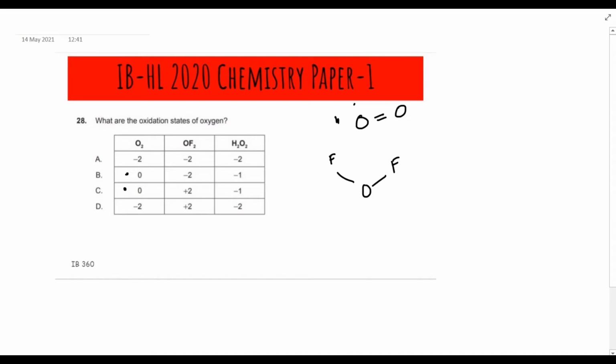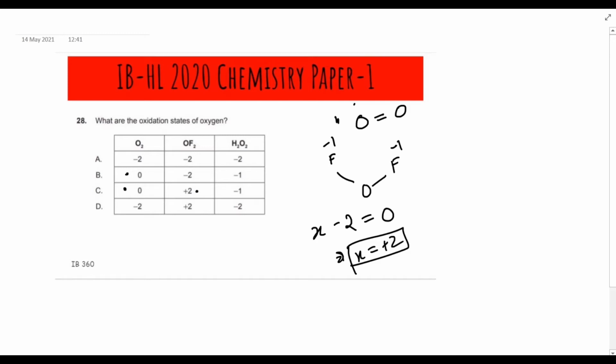In OF2, fluorine is more electronegative than oxygen. So fluorine would be assigned a negative oxidation state, while oxygen will have a positive oxidation state. Fluorine has only a -1 oxidation state. So in this compound, X minus 2 is equal to 0 as it's neutral. So X is basically +2. So the oxidation state of oxygen in OF2 is +2. So from this information, we know that option C is the correct answer, but let's check H2O2.